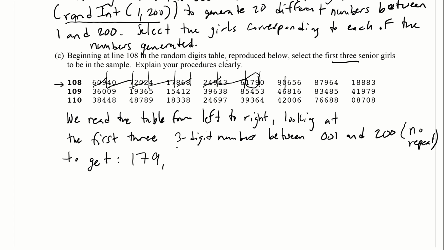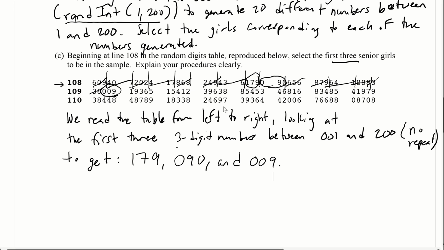090, that's 90, so yes. 656, no. 879, no. 641, no. 888, no. 336, no. Now we got 009, so we can choose that, and that's 3. Okay, and that's how you would do it. So you just explain how you did it, and give me your random sample.